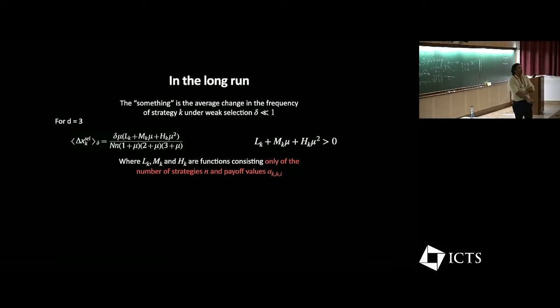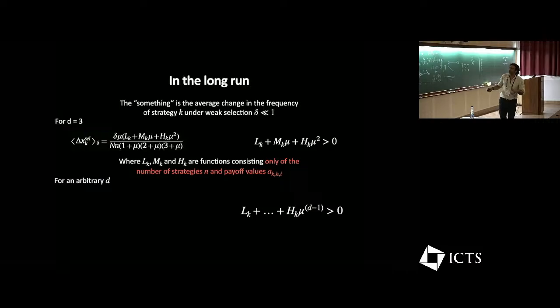And the nice thing about packaging your variables in such a way is that this LK, MK, and HK are basically functions consisting only of the number of strategies and your payoff entries, right? So we have separated out, again, the whole process of mutation and selection and the game itself. So the way it is written down, you can study the game by itself and the process separately, right? That's how the function looks, at least.